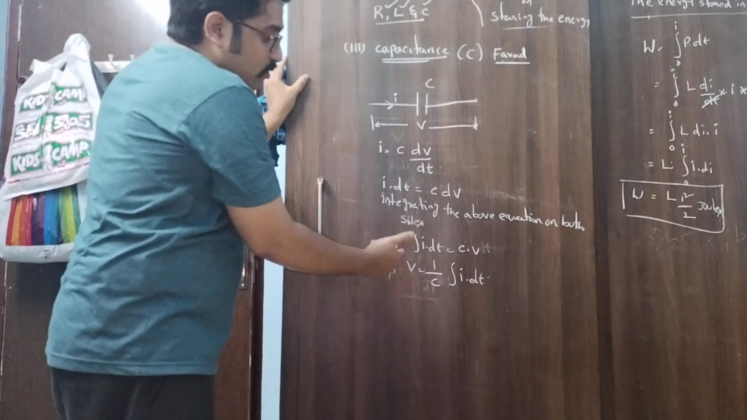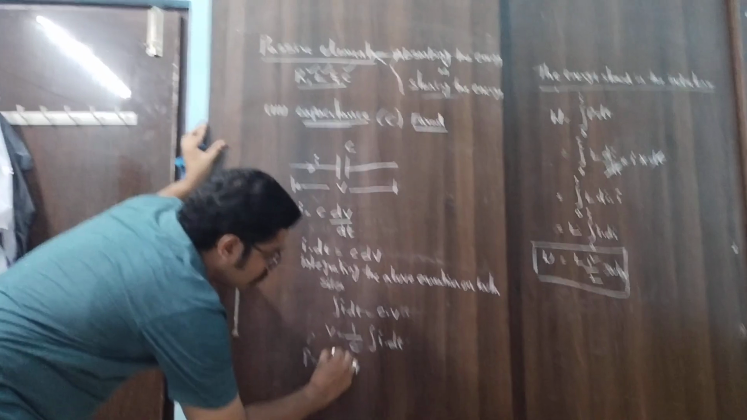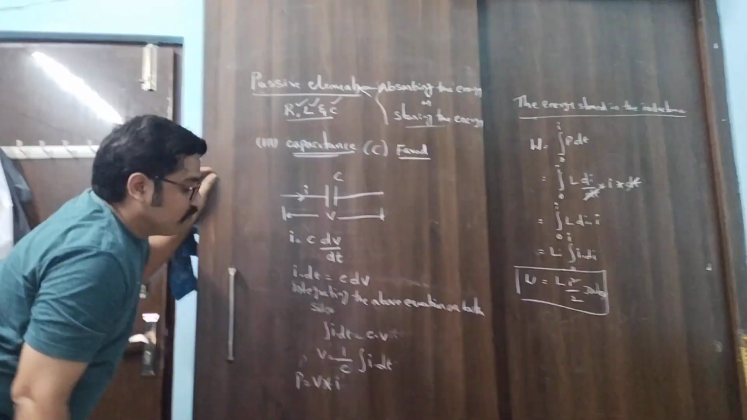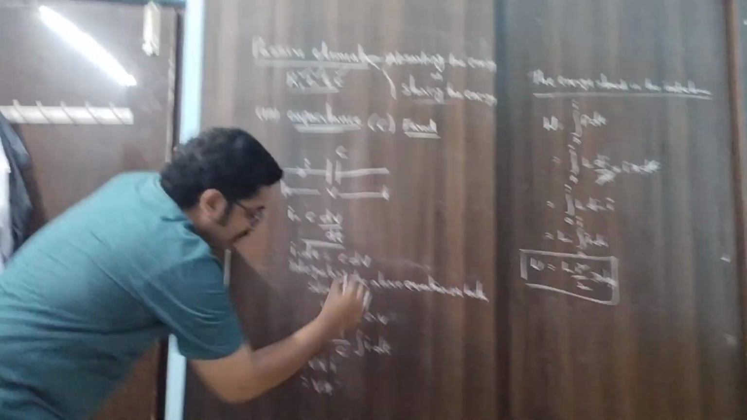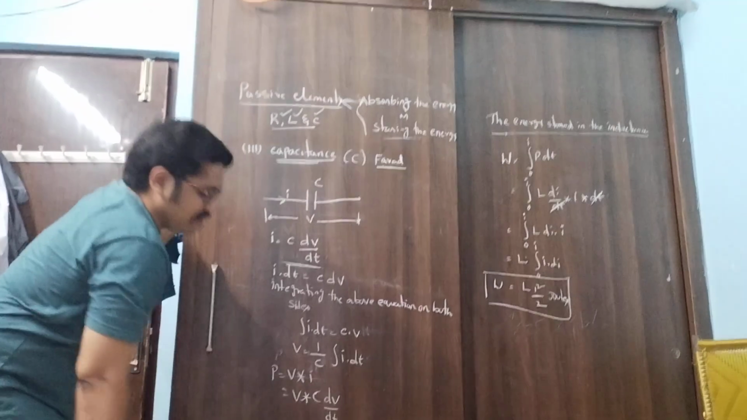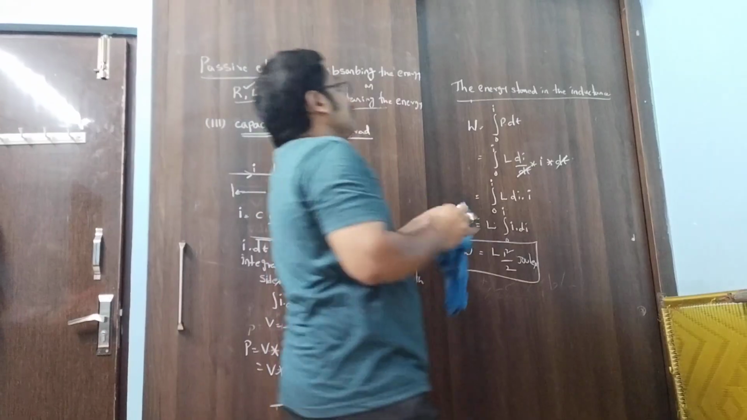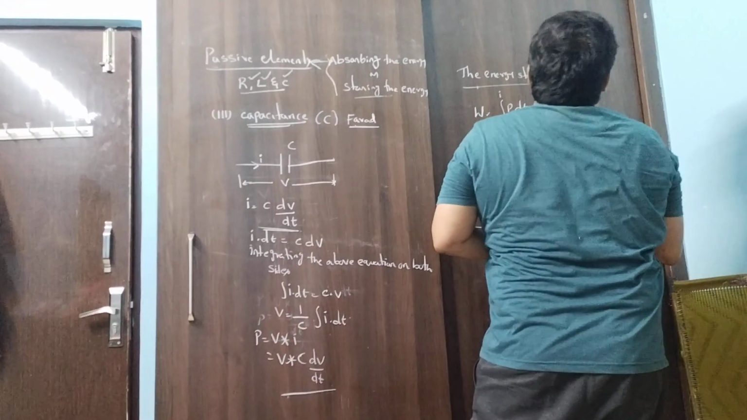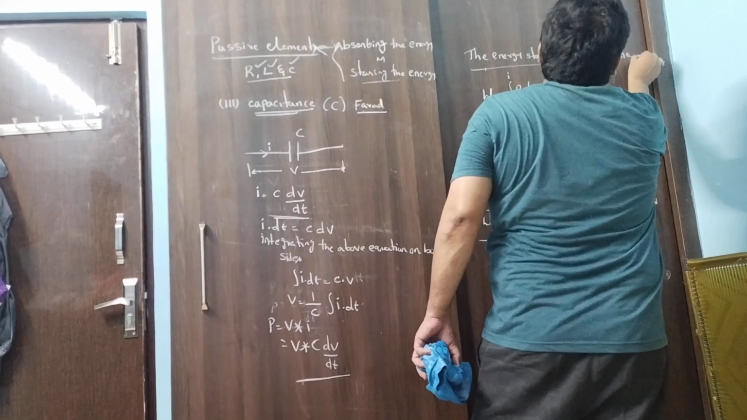Now you need to find out the power. Power is equal to V into I. V multiplied with I, and I is nothing but C into dV divided by dt. Now I need to find out the energy stored in the capacitance.